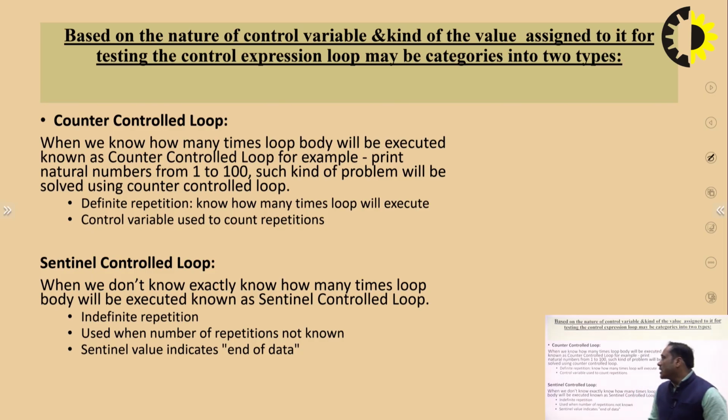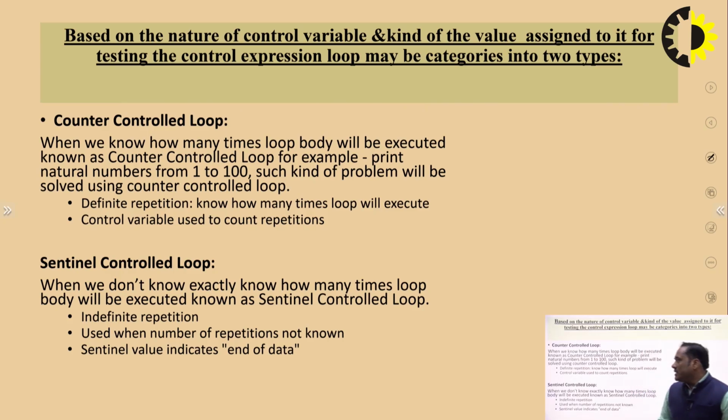Second is the control variable used to count repetition. The control variable is basically used to count the repetition, that is, which code is going to be repeated one by one. So the control variable counts the repetition of the loop.